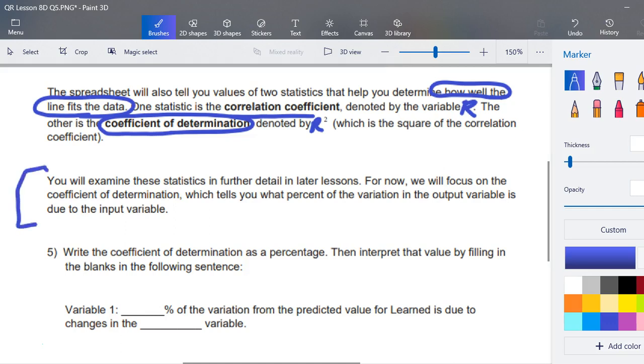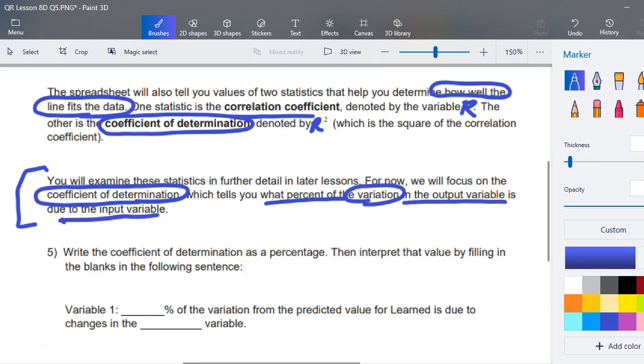We're going to examine these in future lessons, but for now we're just going to focus on the coefficient of determination, R squared, which tells you this, make sure you're writing, what percent of the variation in the output variable is due to the input variable. So hang on, output. In this case, our output was the rating. Our input was either technology, work, or sleeping.